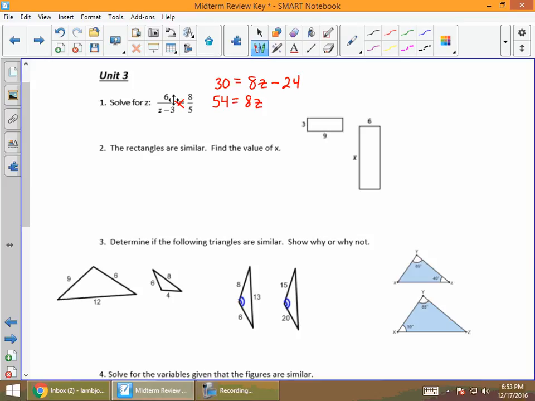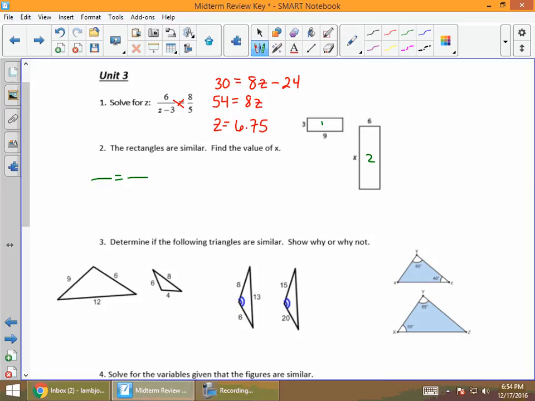And then I'm going to divide both sides by 8. And 54 divided by 8 is 6.75. 6.75 for z. Number 2 says the rectangles are similar. So I can set up a proportion. And I'll take a look at rectangle number 1 first.